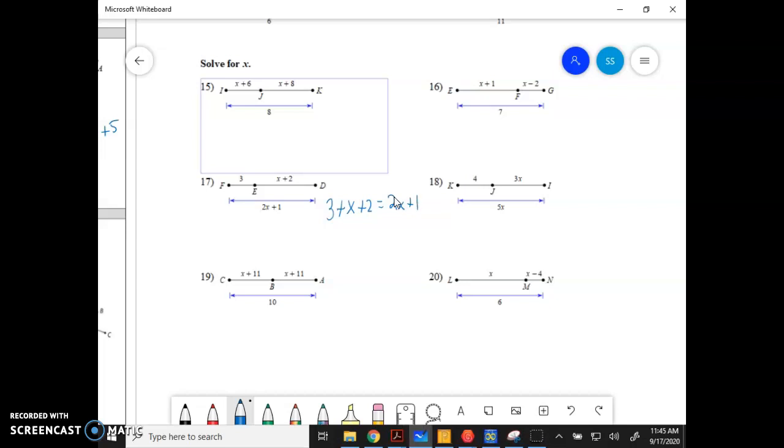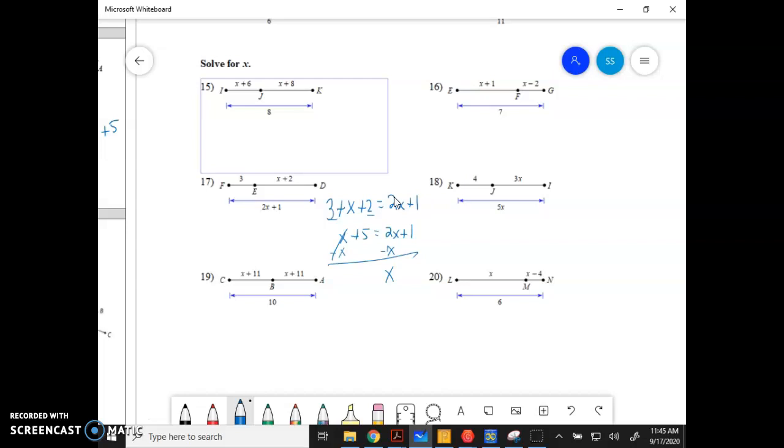First thing we should do here is probably combine like terms. We got a 3 and a 2. Let's just call this x plus 5 is equal to 2x plus 1. Now I want to get the variables on only one side. So I want to eliminate this 1x. So I'm going to subtract an x, and I can do that as long as I do it to both sides. So I'm left with 2 minus 1, which is 1.